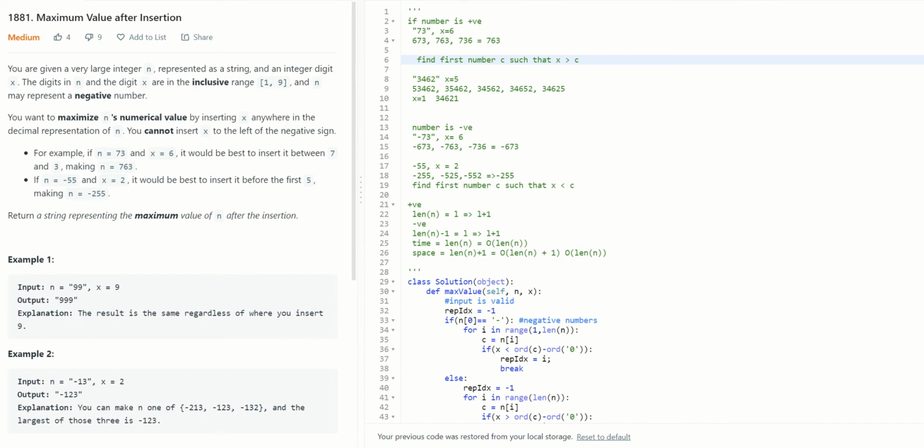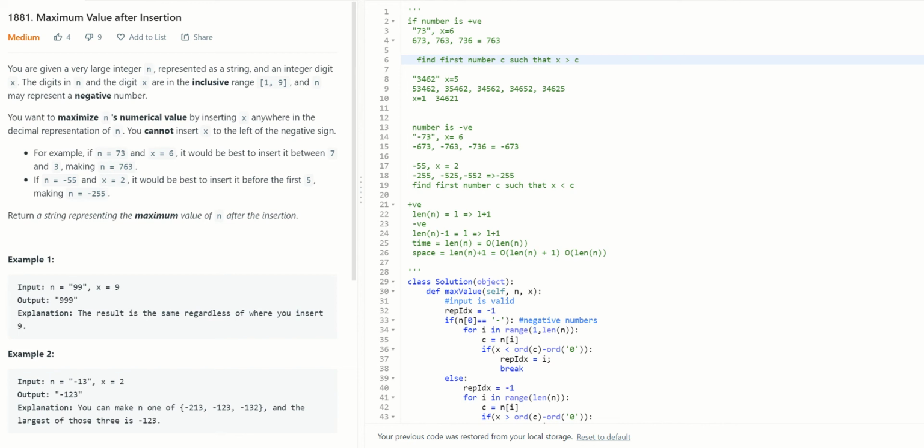So the inputs are two, n and x. N is in the string format. N is a very large integer, but it is given in a string format. X is a single digit basically, and all the digits in the number and x are in the range of 1 to 9. That means n could be a negative number also, right?